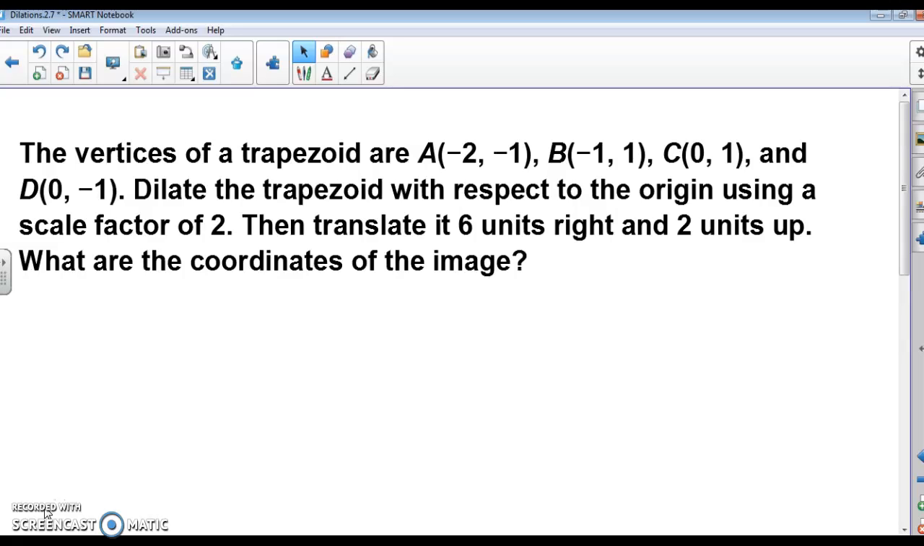Today we're going to keep working with dilations. We're going to incorporate them into the other transformations that we learned in this unit.